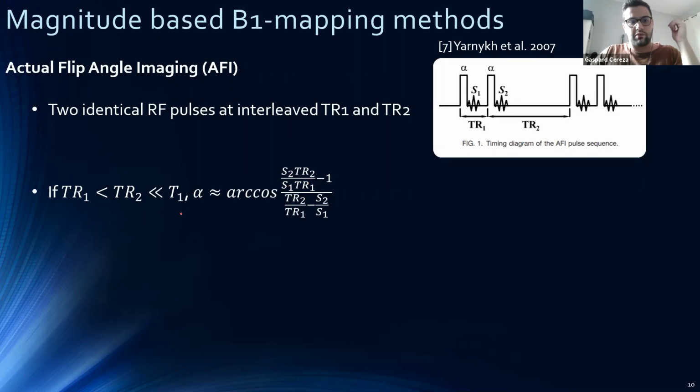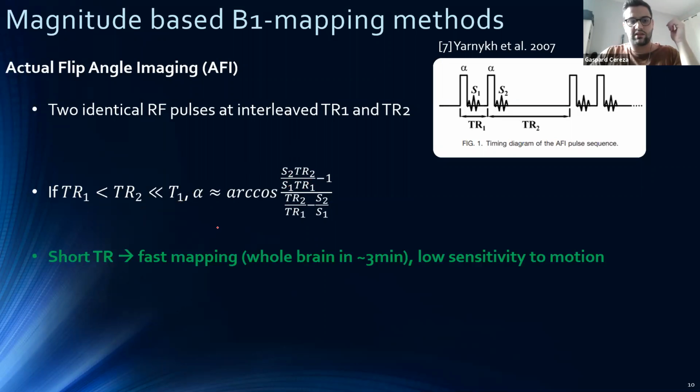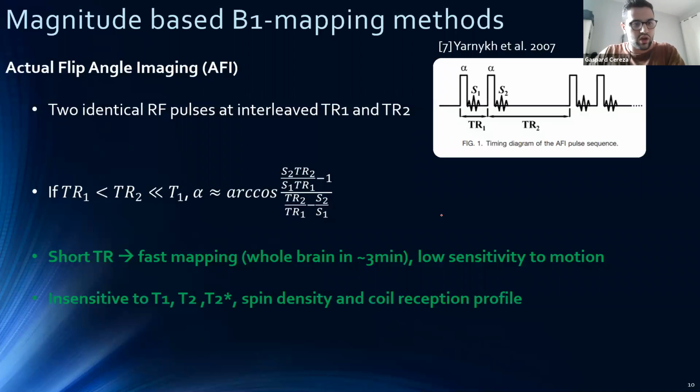So here, what is important is that it will work better if TR1 and TR2 are much smaller than T1. So that's really interesting because it allows us to use short TRs. So the mapping will be fast, like a whole brain coverage will be done in around 3 minutes. And it has a low sensitivity to motion because the mapping will be really fast. So it can be useful, for example, in moving regions such as cardiac imaging.